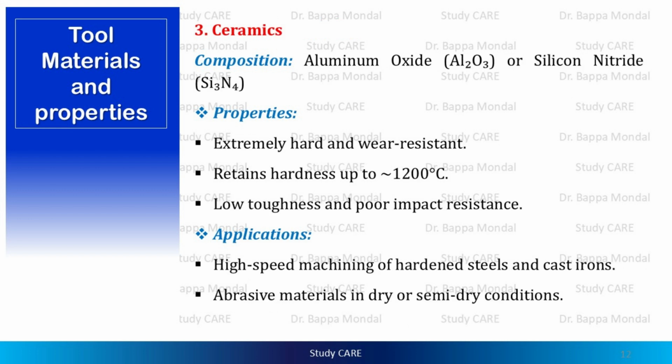3. Ceramics. Composition: aluminum oxide, Al2O3, or silicon nitride, Si3N4. Properties: extremely hard and wear-resistant. Retains hardness up to 1200 degrees C. Low toughness and poor impact resistance. Applications: high-speed machining of hardened steels and cast irons. Abrasive materials in dry or semi-dry conditions.